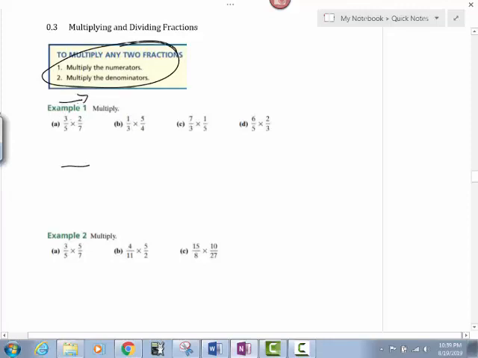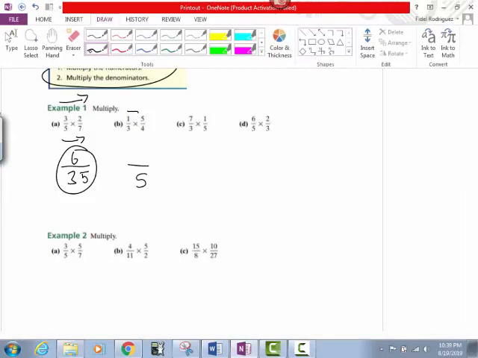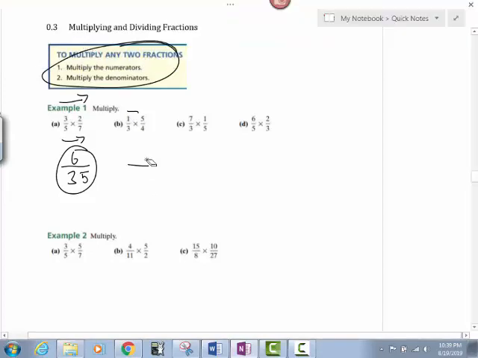Remember, we're multiplying just straight across. So 3 times 2 is 6. 5 times 7 is 35. I can't simplify that, so I won't. Okay, let's try the next one. 1 times 5 is 5. Oops, that goes on the top. Okay, here we go, 5. 3 times 4 is 12. I cannot simplify it, so I won't.